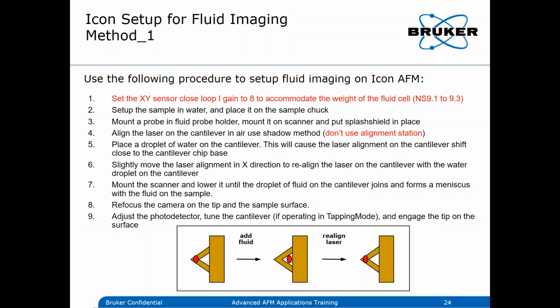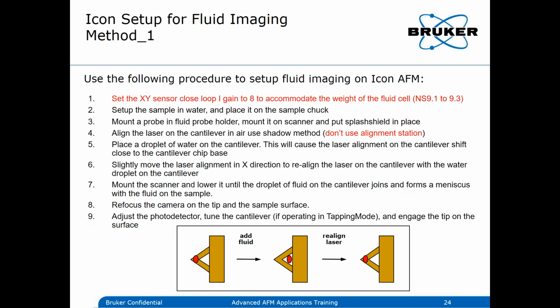Set up the sample in water and place it on the sample chuck. Mount a probe on the holder, mount it on the scanner, put the splash shield in place, and align the laser in air using the shadow method. This is for when you're working directly in liquid, not filling up later. So again, don't use the alignment station.